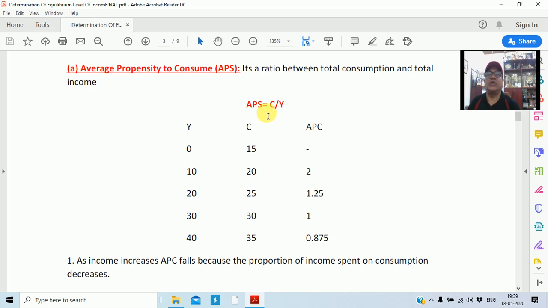APC is equal to C by Y. So under what circumstances can this APC be greater than 1? When C is greater than Y. Here you see C is greater than Y. C is 20, Y is 10. C is 25, Y is 20. So that's why APC is greater than 1.